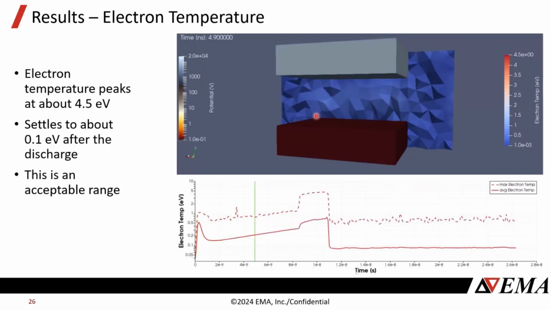You can also take a look at electron temperature here. You see the temperature get to a high point of about 4.5 eV or so in the center, right before the discharge has occurred. And then once it's occurred, the temperature drops off and settles to about 0.1. And this is an acceptable range, again, based off of that NRL plasma formulary. We expect our plasma temperature to be on the order of about an eV to a little bit less than that. So this is within a range that we would expect.